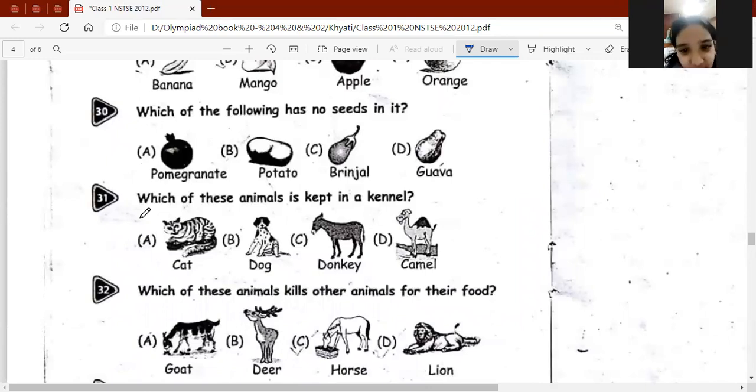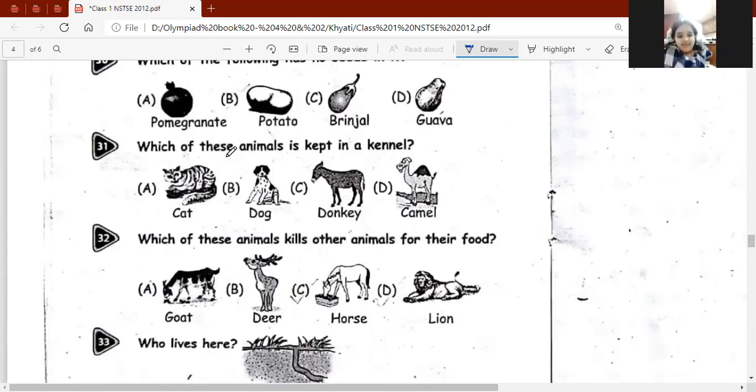Which of the following has no seeds in it? Potato and brinjal. Only one answer among A, B, C, and D. Potato is the only one. Yeah, potato. 31.